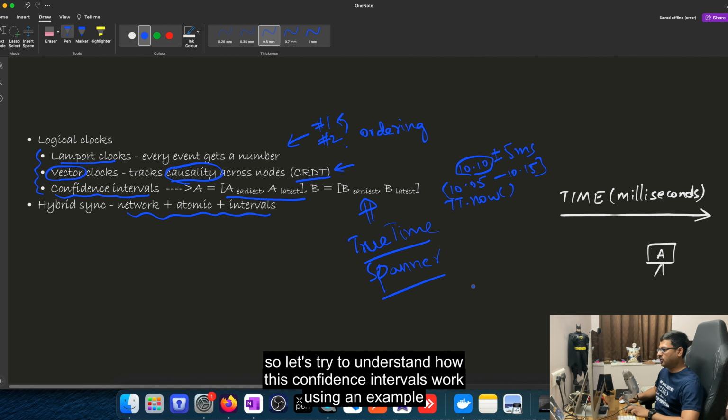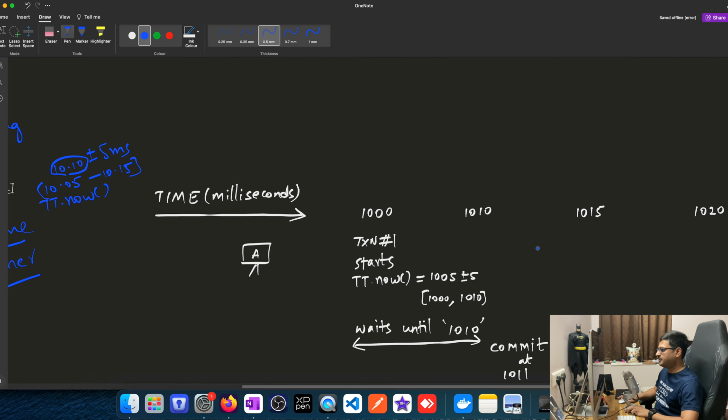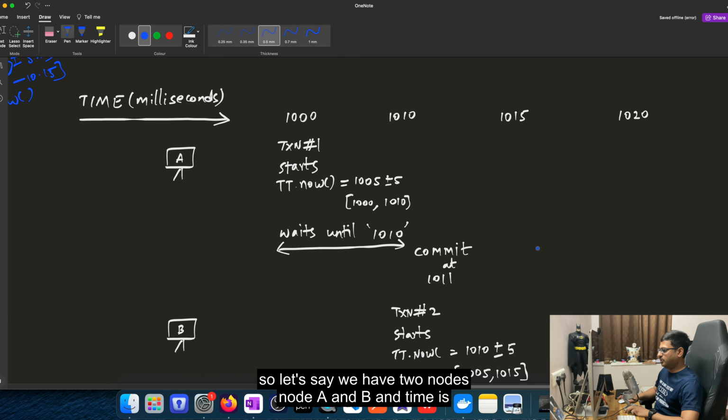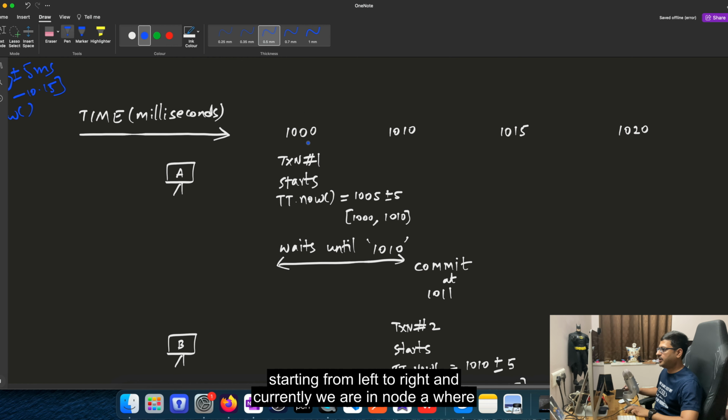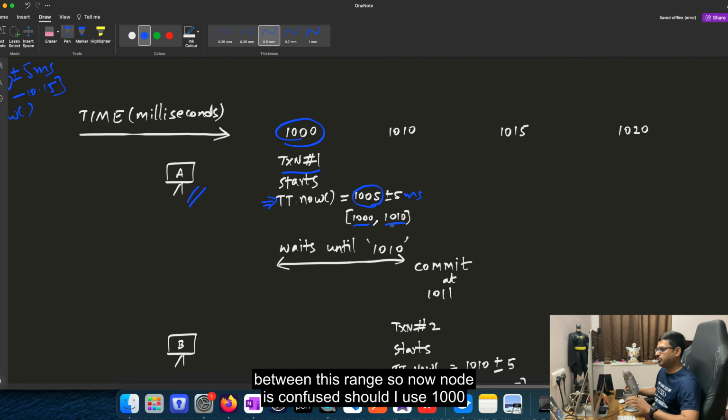So let's try to understand how these confidence intervals work using an example. Let's say we have two nodes, node A and B, and time is moving from left to right, and currently we are in node A, where the current time is 1000. We are measuring time in milliseconds in this case, and we are at 1000. And transaction 1 starts here. At this point, A asks the TrueTime server, hey, what is the timestamp now? The TrueTime server, instead of responding with the current timestamp, responds with an interval range, saying it is somewhere between 1005 plus or minus 5 milliseconds, which means 1000 to 1010. So this could be the range. The current time is somewhere in this range.